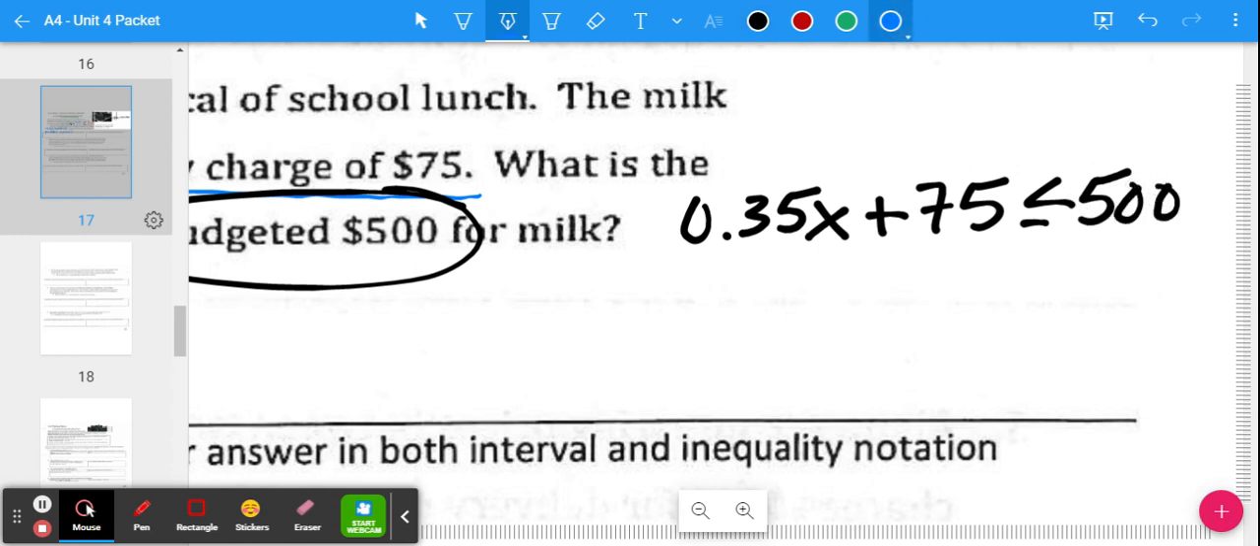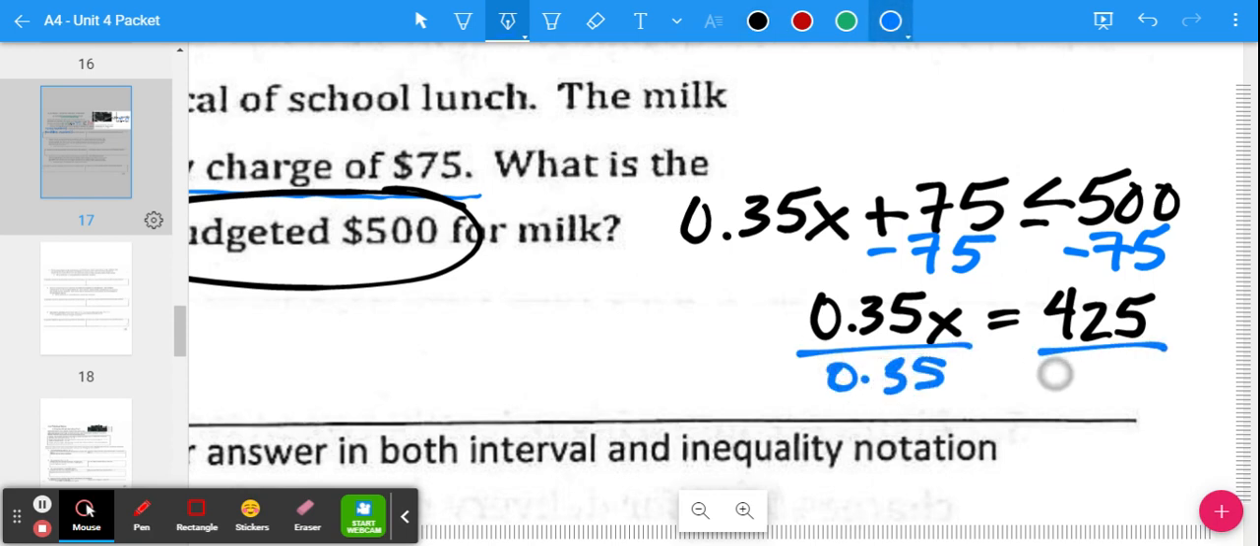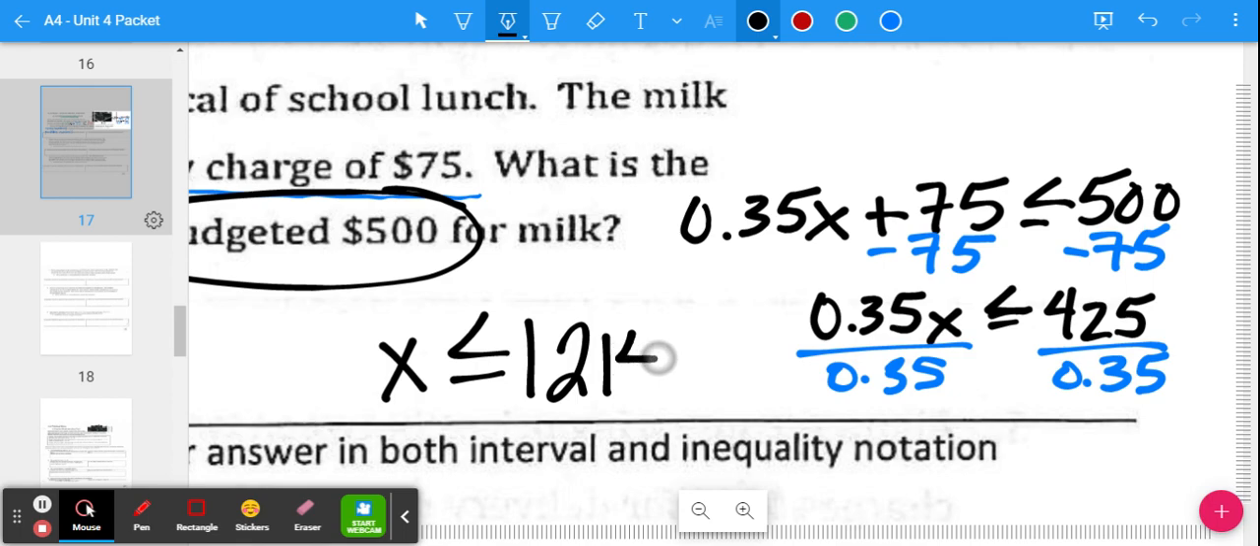So the first step is to subtract 75 from both sides. We're left with 0.35x is less than or equal to 425. And then we divide by 0.35. And x is less than or equal to 1,214.